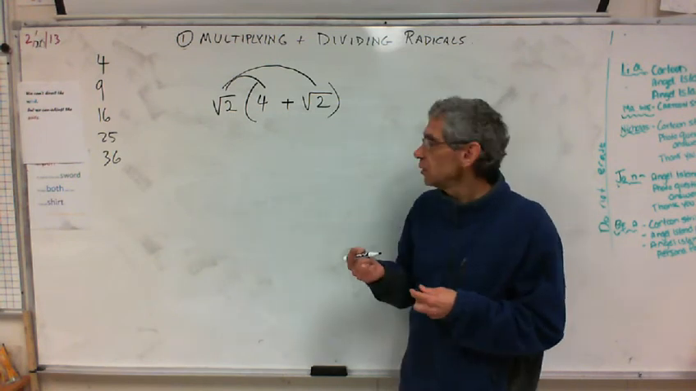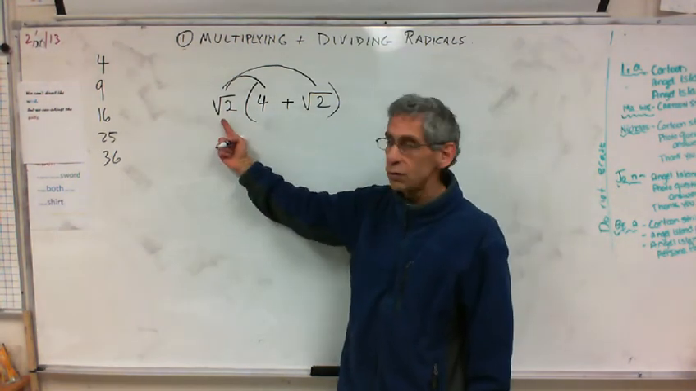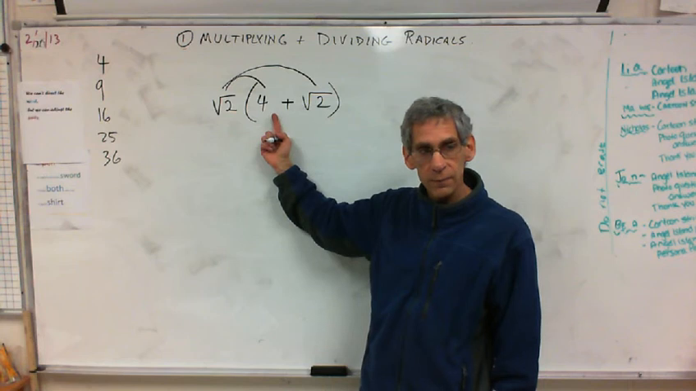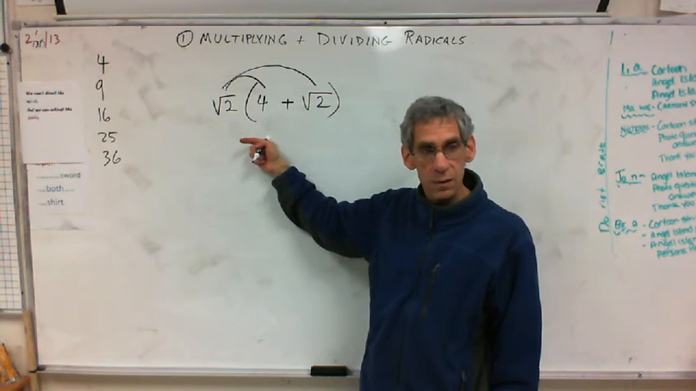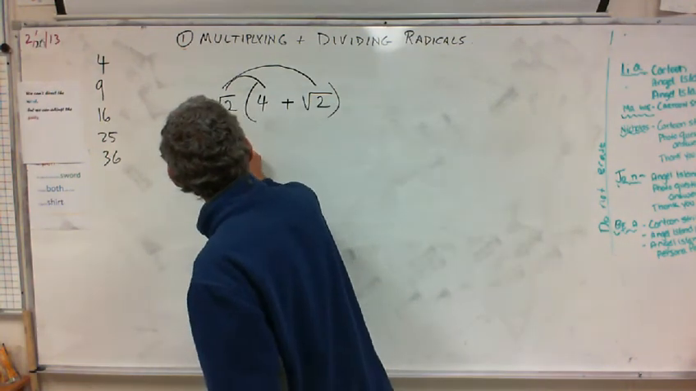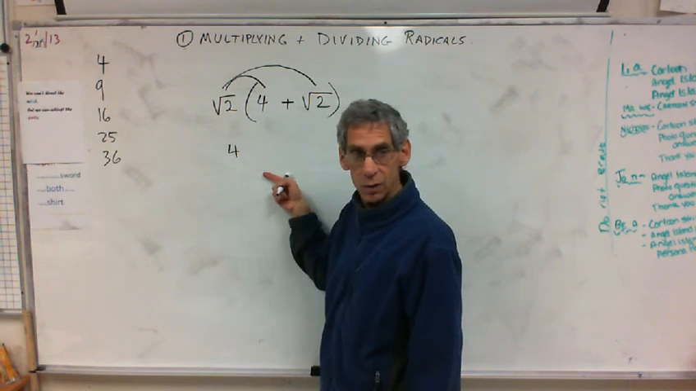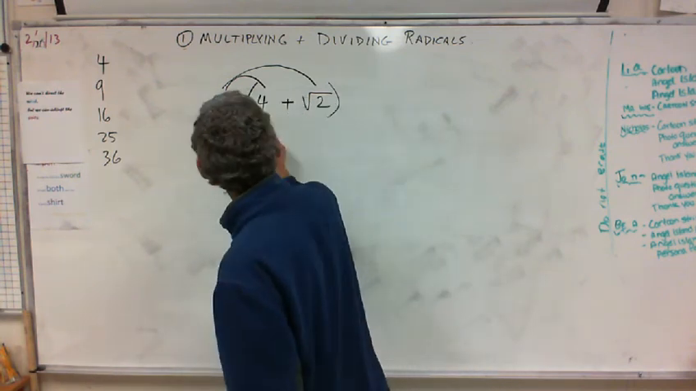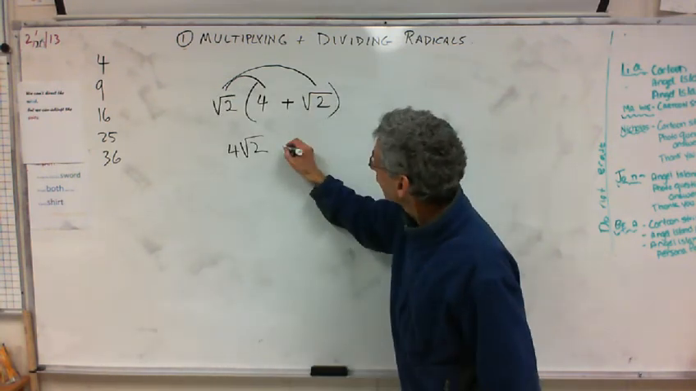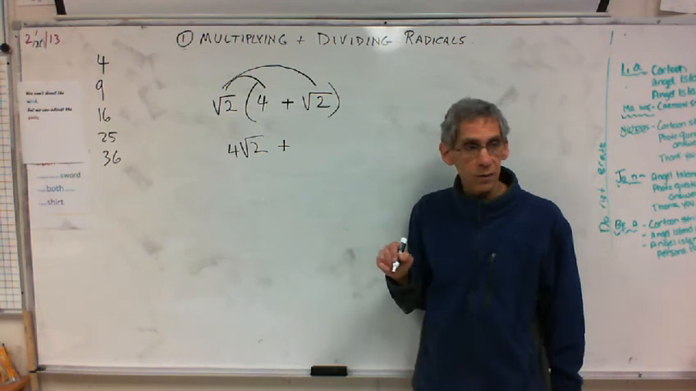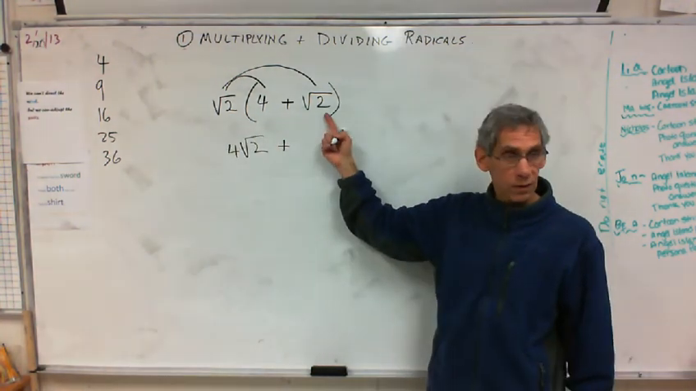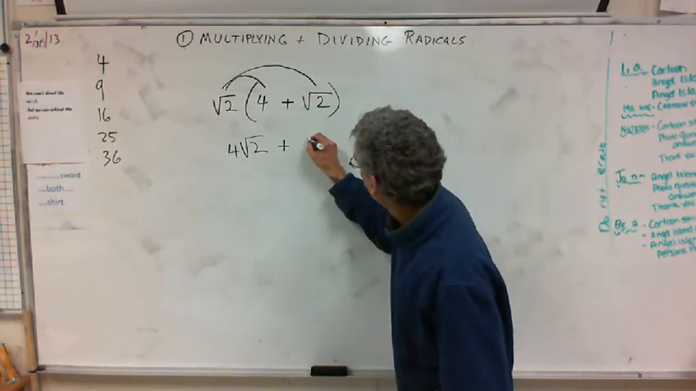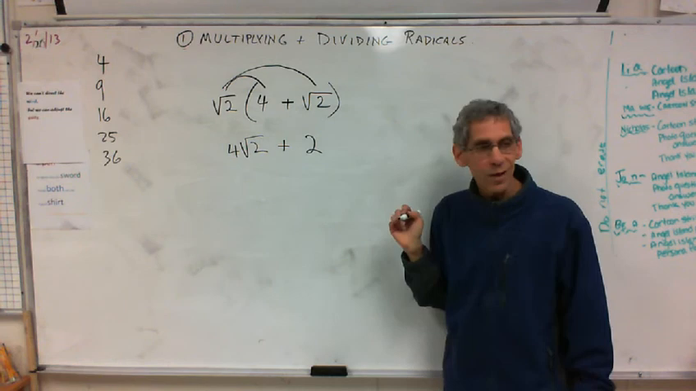Kareem. So Kareem, what is the square root of 2 times 4? It is equal to root 2. Yes. So it would be 4, and you always write the number first and then the square root second, right? Square root of 2. All right, now I've got a plus sign. Okay, Kareem, square root of 2 times the square root of 2 is? 2. Okay. Now we're done. That's it.